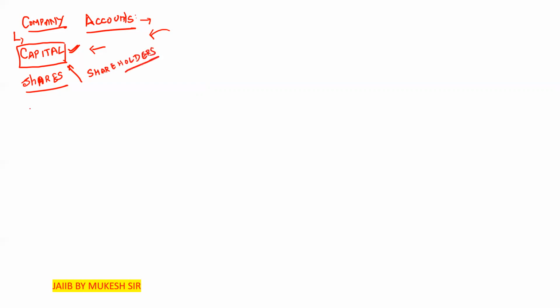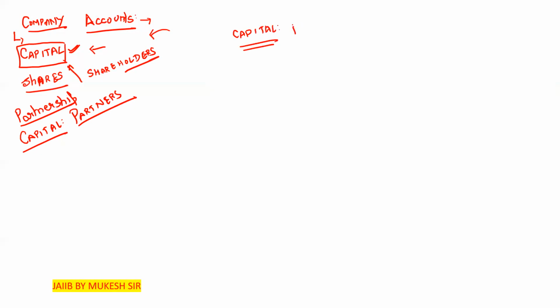Like in the partnership form, we know that capital is given by the partners. Similarly, in the company, capital mainly comes from the shareholders. So let's understand: say a firm or company wants to raise rupees 1 crore from the market. It is very difficult for a single person to give that much large an amount.